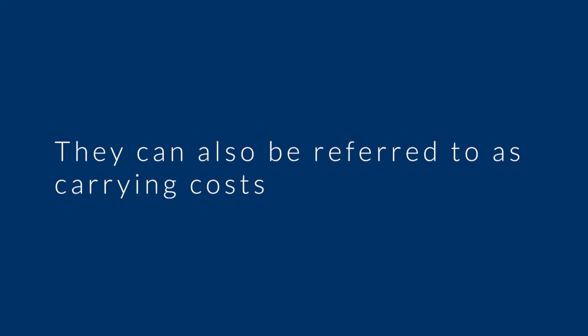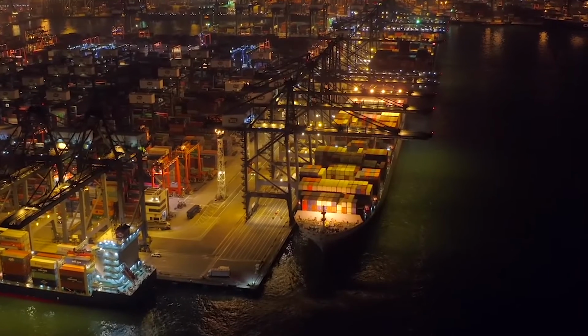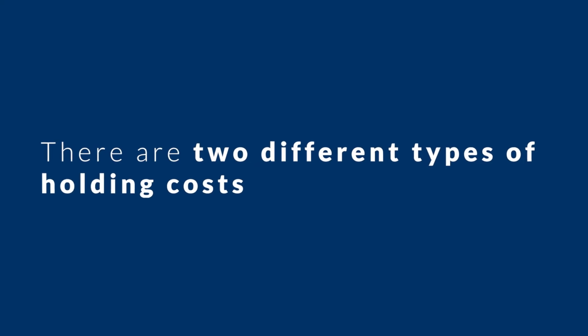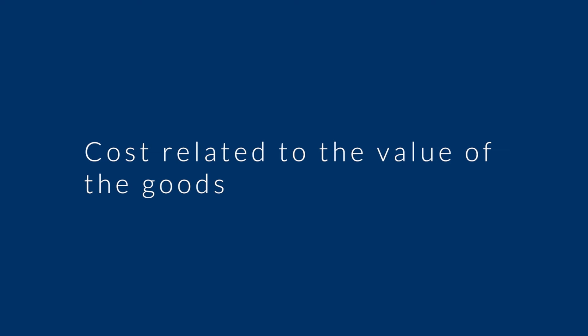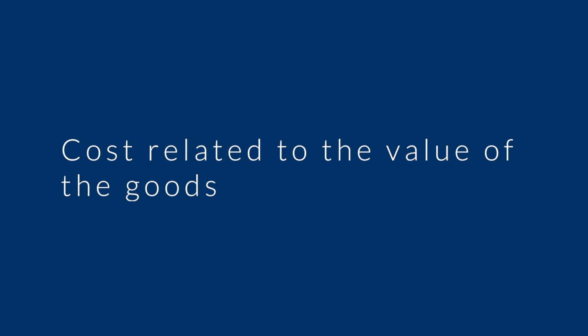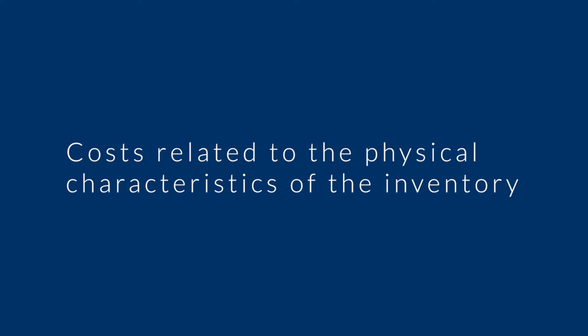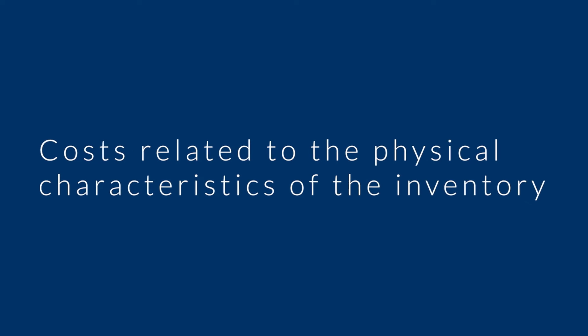Holding costs are costs associated with storage and handling. They can also be referred to as carrying costs. Remember, when you receive goods, you're going to have to store them somewhere. So there are two different types of holding costs. Number one, cost related to the value of goods, for example, insurance on the product, loss due to accidental damage. And number two, costs related to the physical characteristics of the inventory, for example, the storage space, as well as movement equipment. You can add more to that list, but there is a thing with the holding cost.